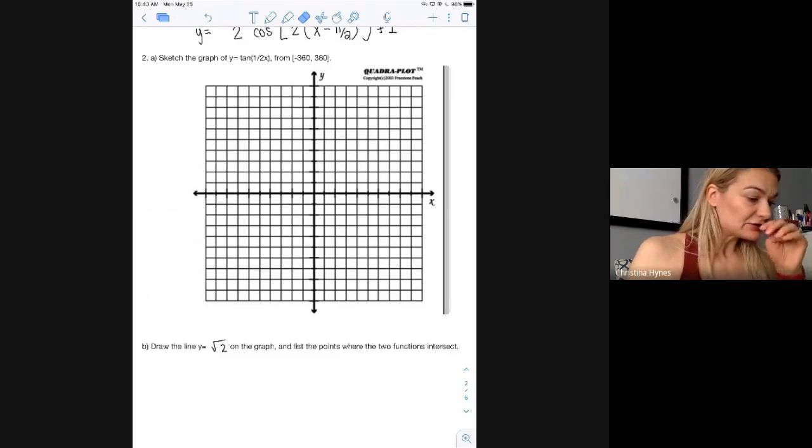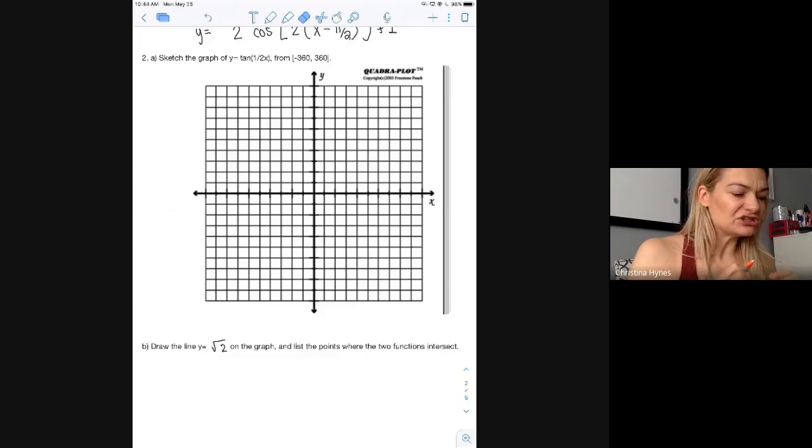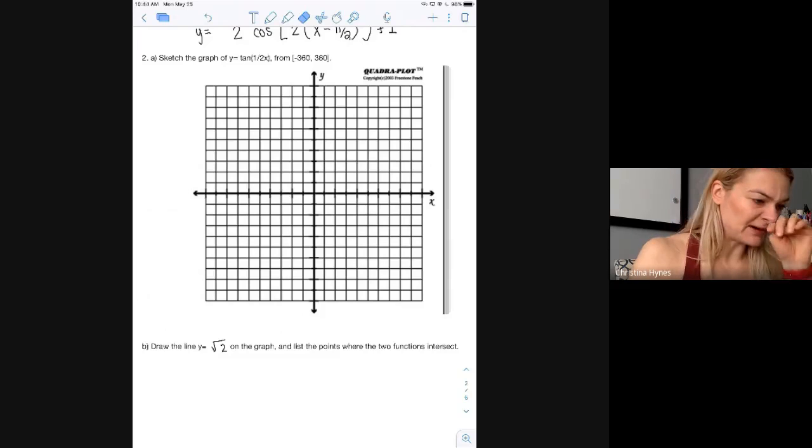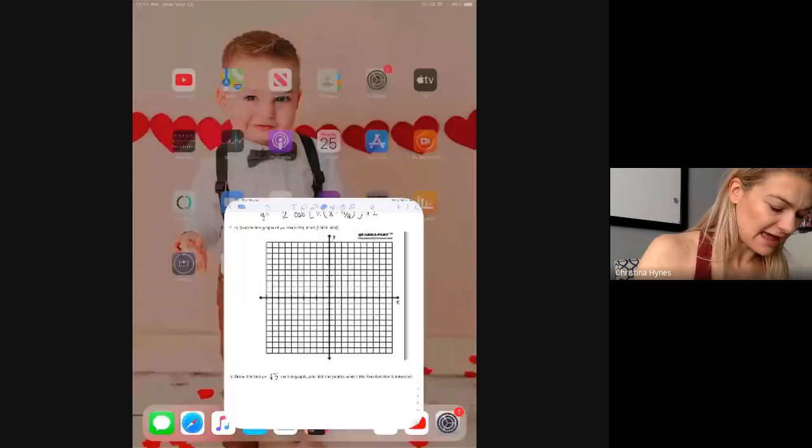Perfect. Okay, so the next one is sketching the tan graph. I've chosen to change it slightly. The period is actually going to be 2 in this case. It's just going to be double the period, so it'll be wider. I'm going to graph tan 1/2 x in this case.